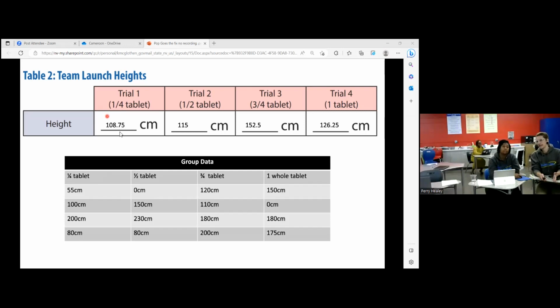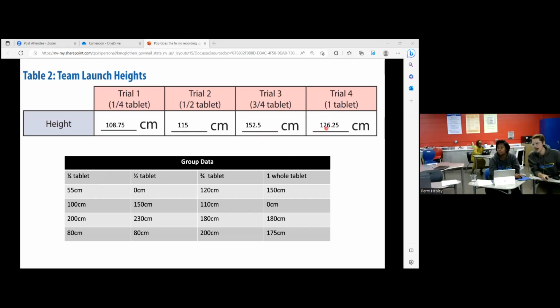This helps students see that although we got 0 on some, we're looking at the whole. We're looking at everyone's trial, not just one group's. Because as scientists, we don't just look at one piece of information, we like to look at all of the information. So up on the table on top, you'll see all the averages for each trial. Trial 1, 108, trial 2, 115, trial 3, 152 and 5/10, trial 4, 126 and 25 hundredths.